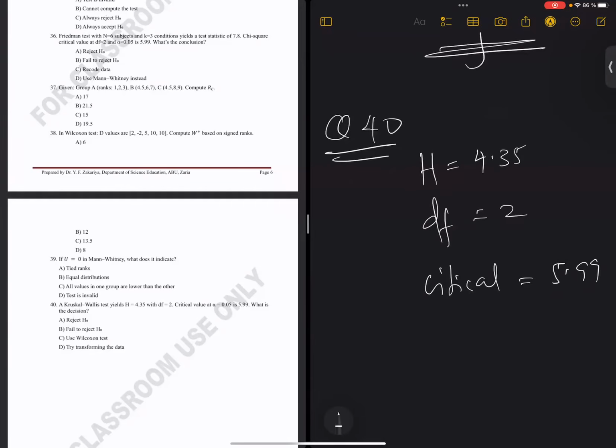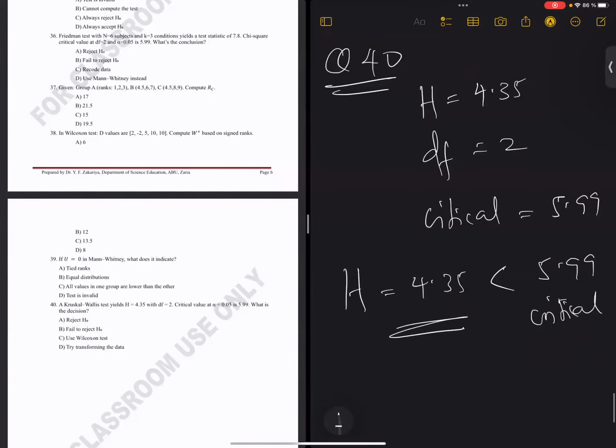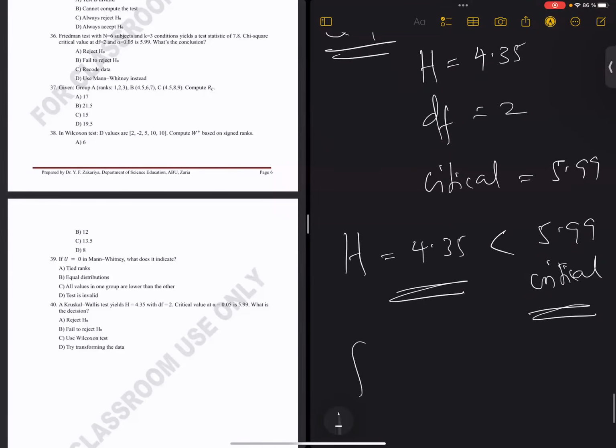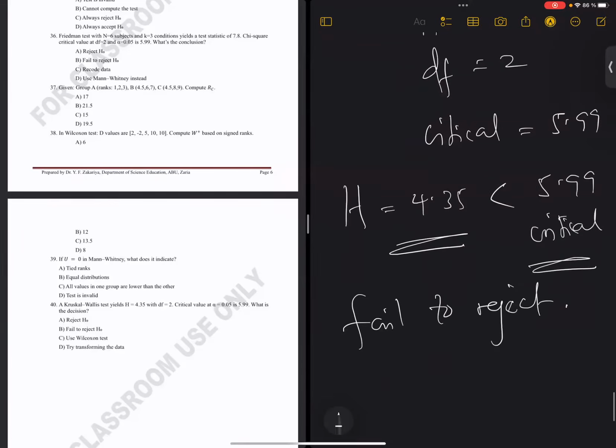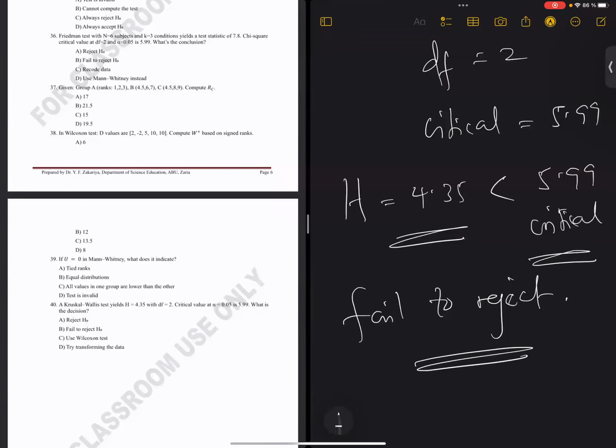And that's the next question. What is the decision? The H value 4.35 is less than 5.99, which is the critical value, isn't it? So when the statistic is less than the critical value, you do what? You fail to reject. So the conclusion is what? Fail to reject. There is no significant statistical difference in your subjects. So this is what you have.